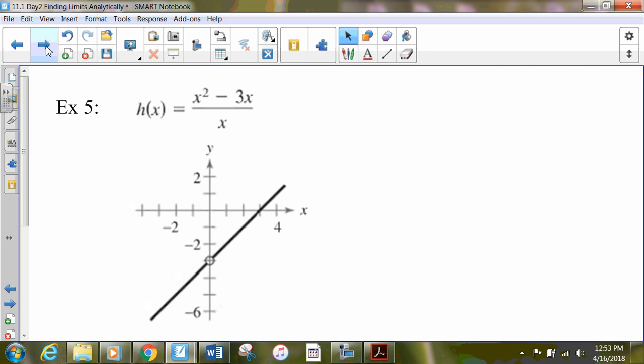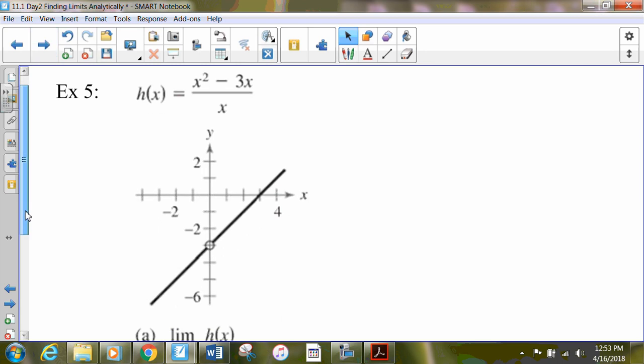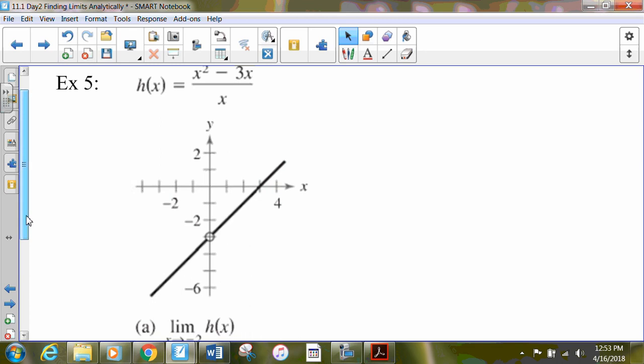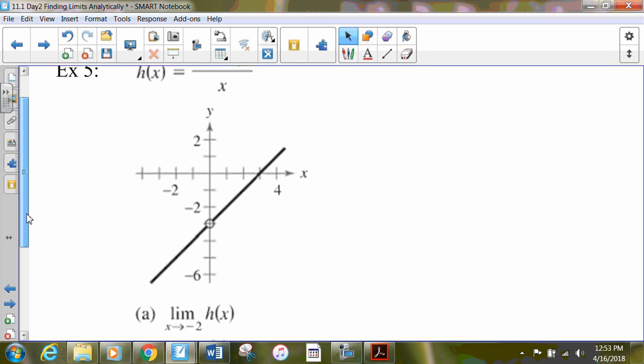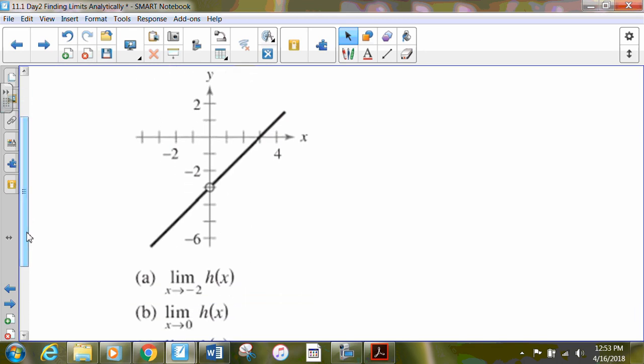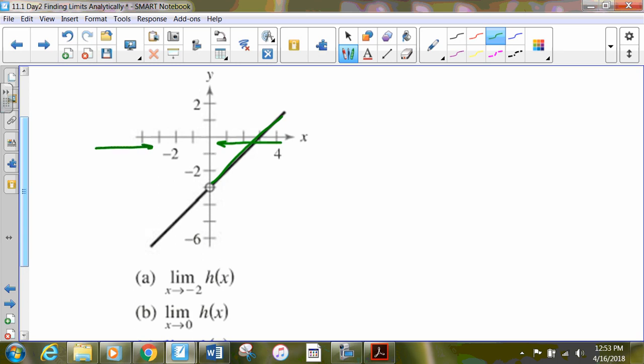All right, here we have example 5. We have the function of x squared minus 3x over x, and we have the graph that matches, and we're going to be asked questions. So let's find the limit of this function h of x as x approaches -2. As x approaches -2 from the right, we see that f of x is decreasing and approaching 0. As x is approaching -2 from the left, we see that y is increasing and also approaching.